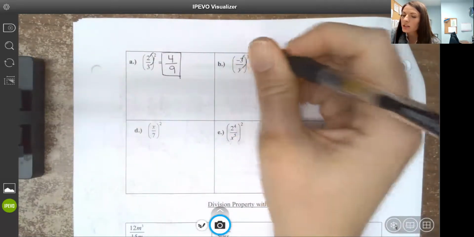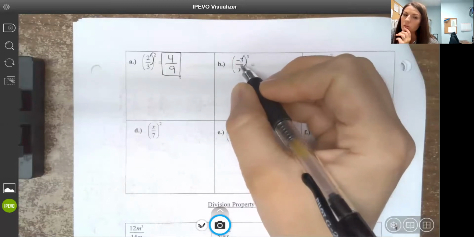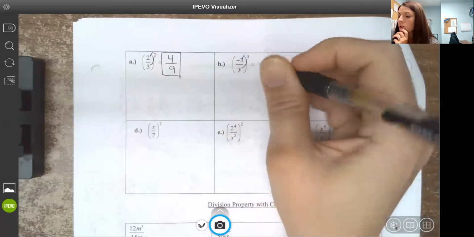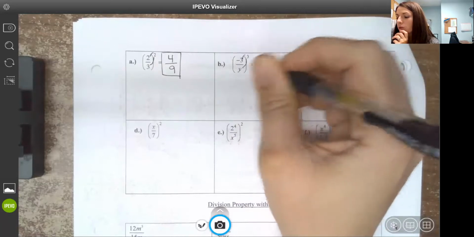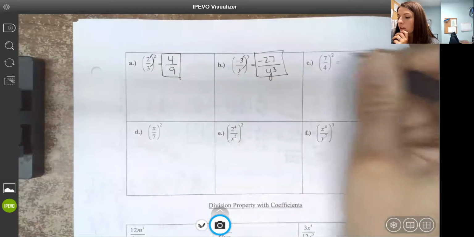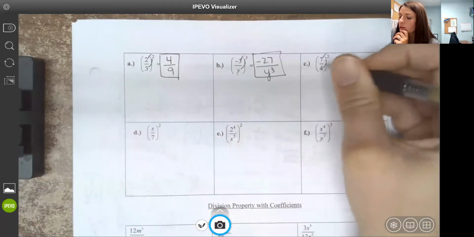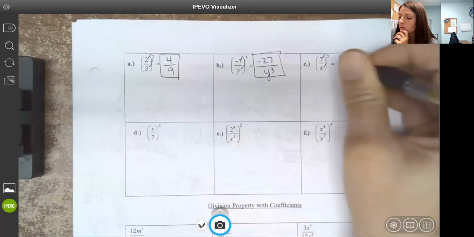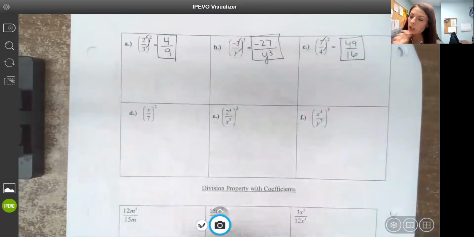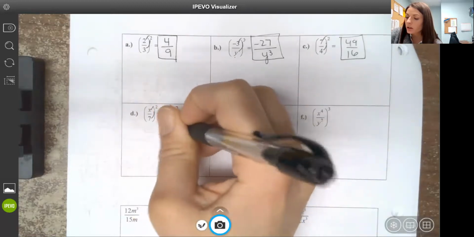I need to make sure I treat this -3 like I would any normal order of operations problem where I'm just evaluating. -3 cubed is -27. Y cubed is just going to be y cubed. Bringing in a 2 here, 7 squared is 49, 4 squared is 16. Bringing in an exponent of 2 here goes to both the numerator and the denominator.